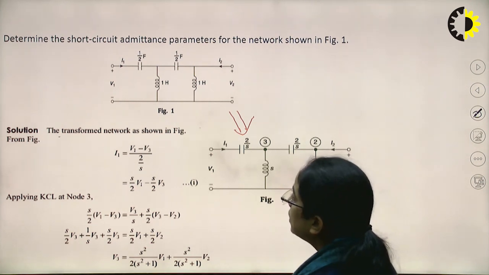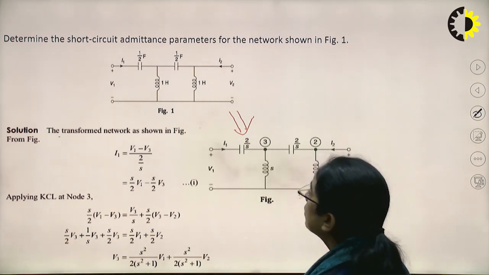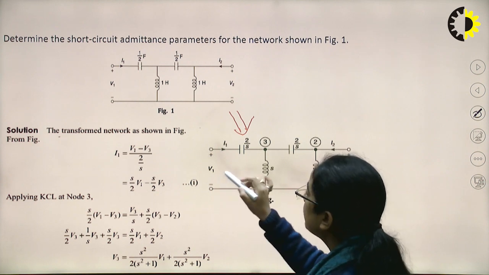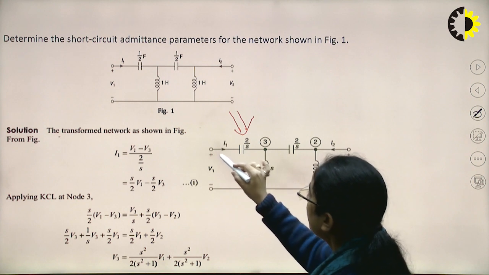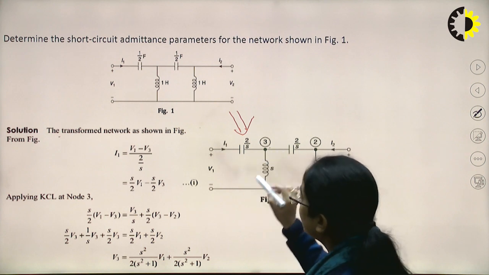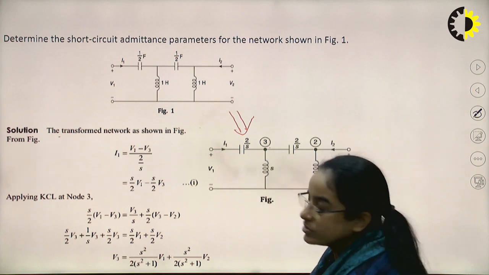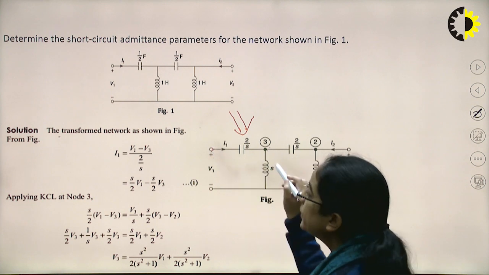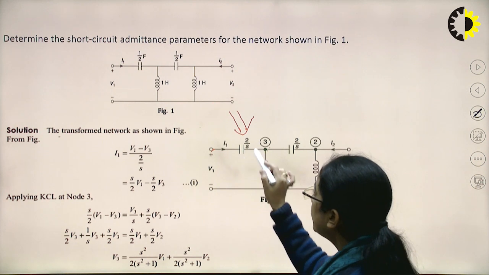Now in this network, what can we write? We can write I1. What is I1? I1 is V1 minus V3 divided by 2 by S. Suppose this is the voltage V1 and this is the voltage V3. So the current I1 is V1 minus V3 divided by 2 by S.